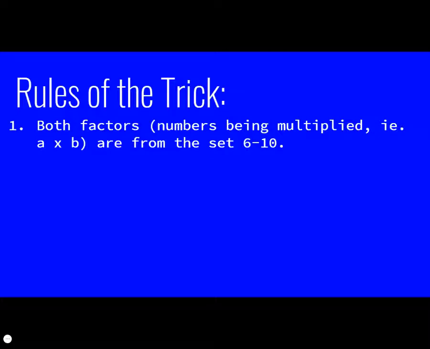All right, so here are the rules. Both factors, which are the numbers being multiplied, i.e. A times B, are from the set 6 to 10. So that means A is going to be a number between 6 and 10, and B is going to be a number between 6 and 10. We're just focusing on those numbers.